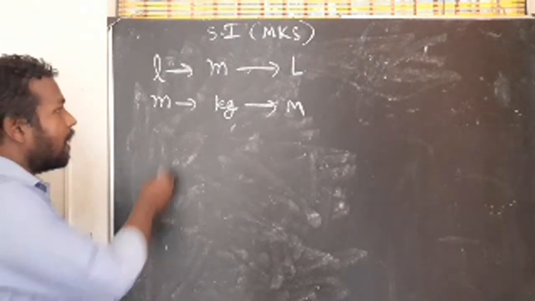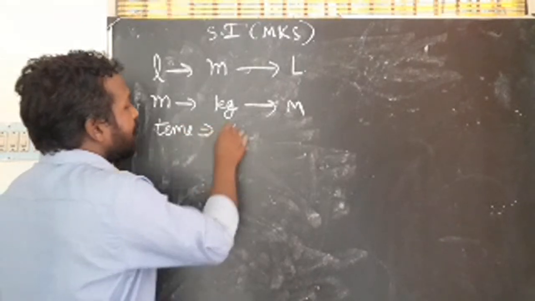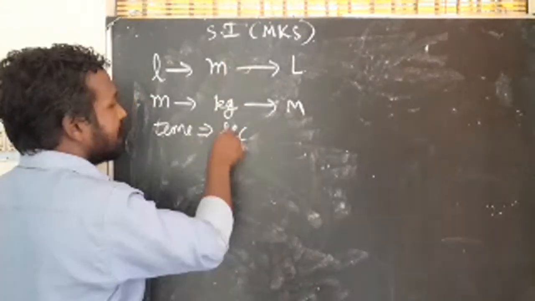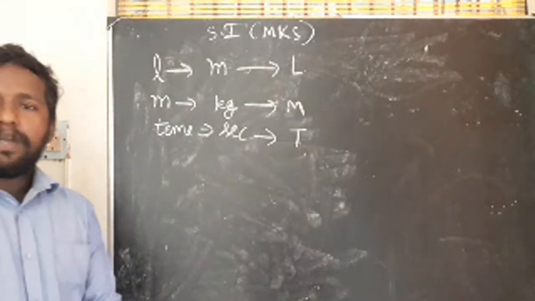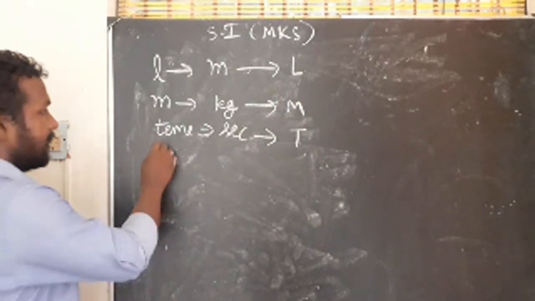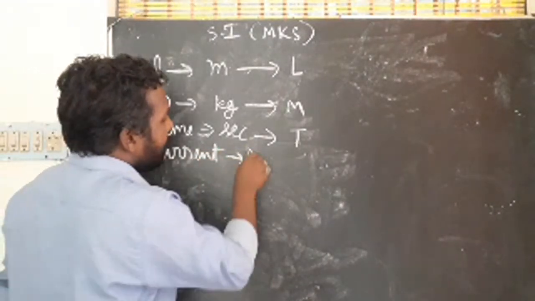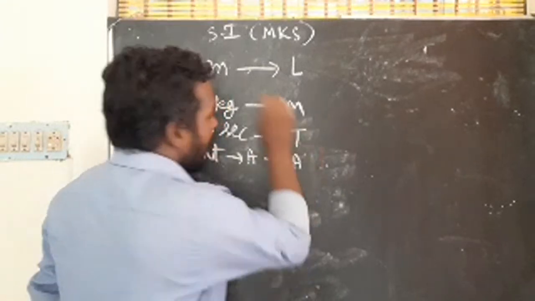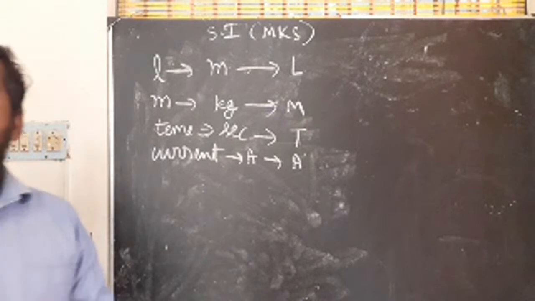The next one, time. For time we take the unit second, because meter, kilogram, second. The dimensional formula we take as T. Next, current. The current unit is ampere, and the dimensional formula is also ampere. So this is the unit we have to give for the dimensional formula also.